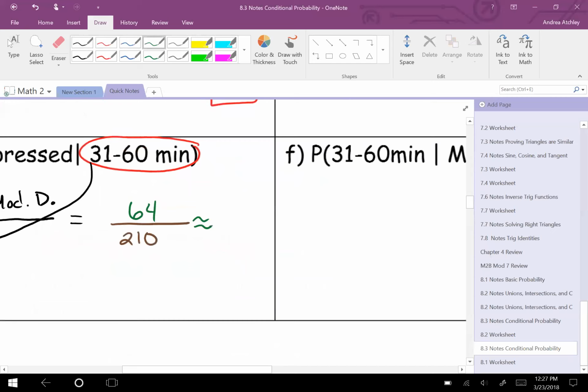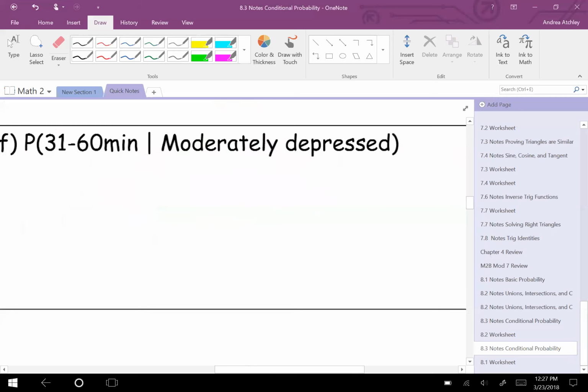I divide that, and I get 0.304. Does the 4 make the 0 go up? No. Move your decimal over twice, and we get 30%, about. Any questions over that? We're good? Okay, do the next one on your own.